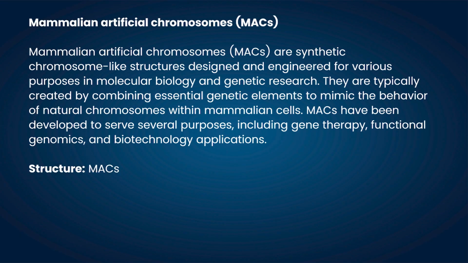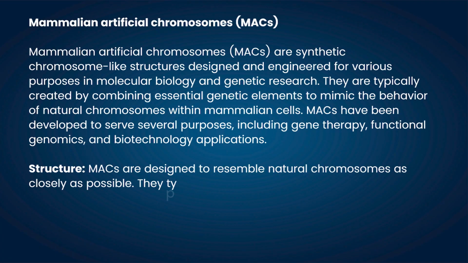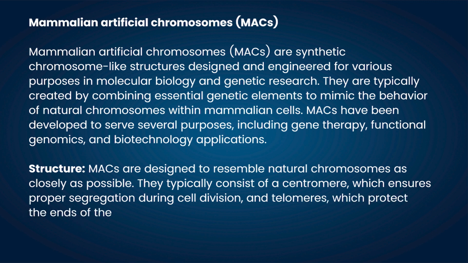Talking about the structure of mammalian artificial chromosomes, as I said earlier, they are designed to mimic natural chromosomes. Therefore, to resemble a natural chromosome as closely as possible, they typically consist of a centromere, which ensures proper segregation during cell division, and telomeres, which protect the ends of the mammalian artificial chromosomes.